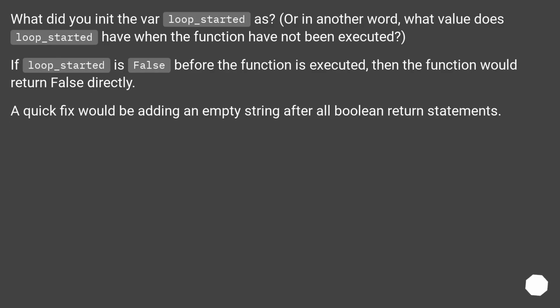What did you init the variable loop_started as? Or in other words, what value does loop_started have when the function has not been executed? If loop_started is false before the function is executed, then the function would return false directly. A quick fix would be adding an empty string after all Boolean return statements.